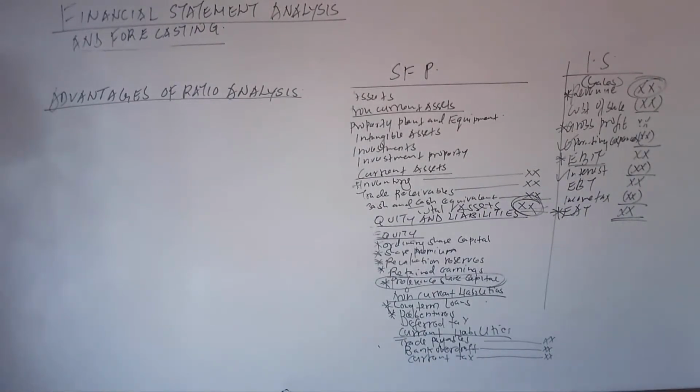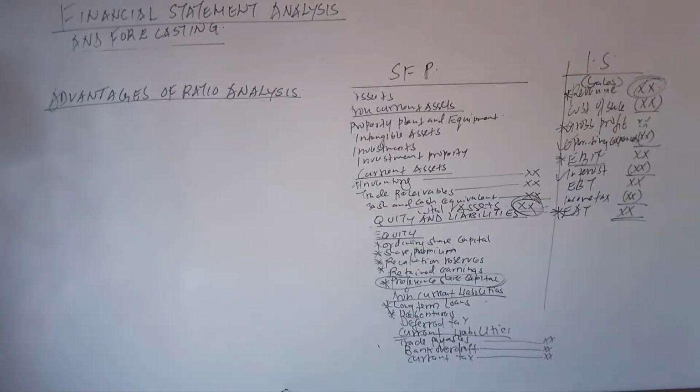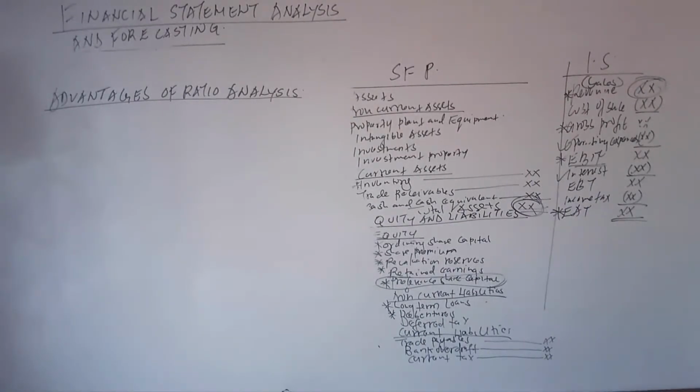Number 2, they indicate the extent to which the company has borrowed external finances to finance its assets, e.g., gearing ratios.